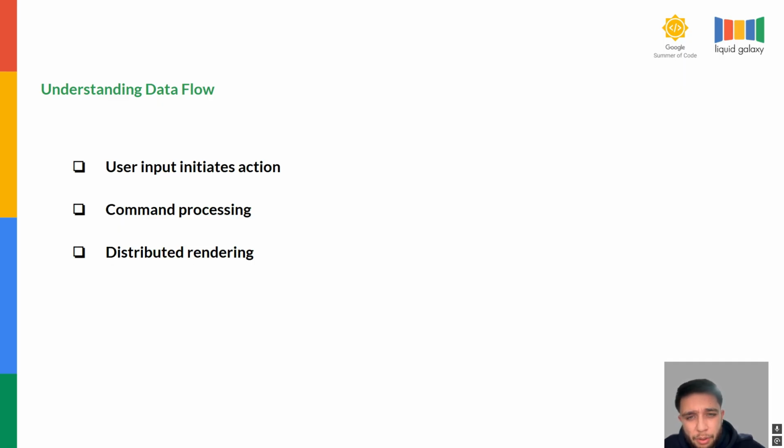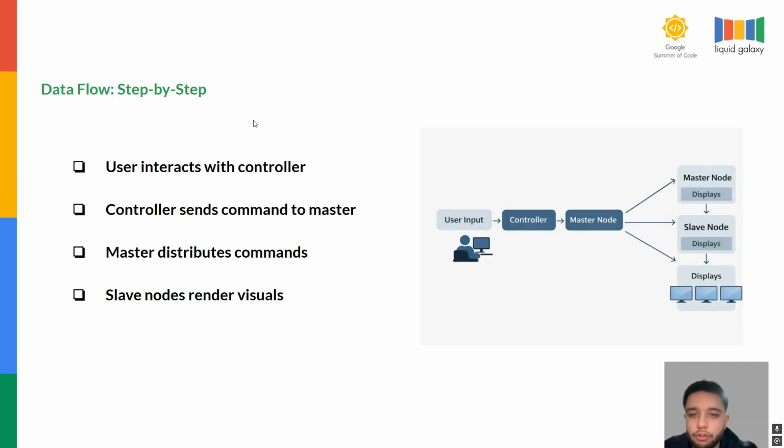Once the command is processed, the system moves to distributed rendering. The master node sends instructions to all slaves. Each slave node renders its part of the visual content onto its respective screen. Because this happens simultaneously, all screens update together, and this smooth flow from user input to processing to rendering makes the entire system feel fast, responsive, and immersive. Now we'll look at the detailed data flow in the next slide.